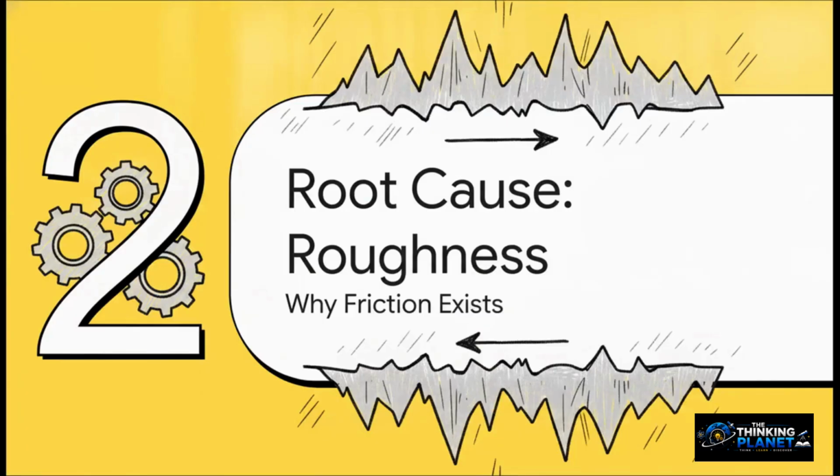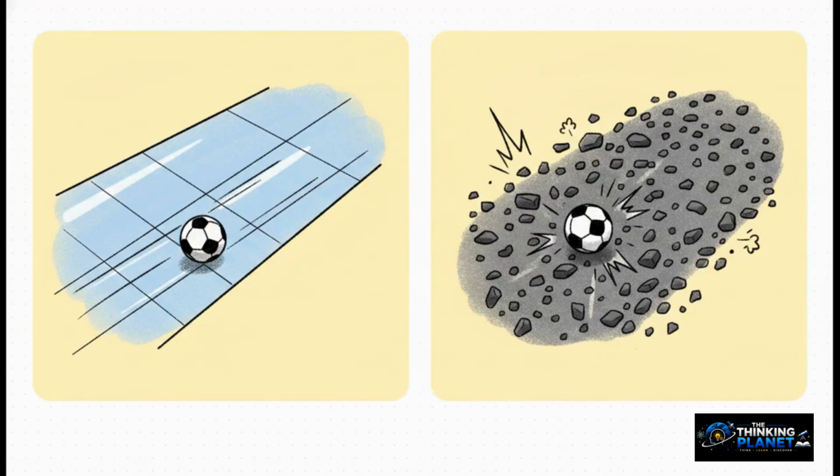Moving on to Section 2, the root cause, surface roughness, and why friction exists. Okay, so we know what friction does, but why does it actually exist in our daily lives? Like, what is actually causing this invisible pull in the first place? To figure out the culprit, let's compare 2 totally different environments. I want you to picture placing a football on a beautifully polished, completely smooth tile floor. And then place another football on a really rough, irregular gravel road. Now, if you kick them both with the exact same amount of force, which one is going to travel further? Well, obviously, the ball on the smooth surface is going to cover way more distance.